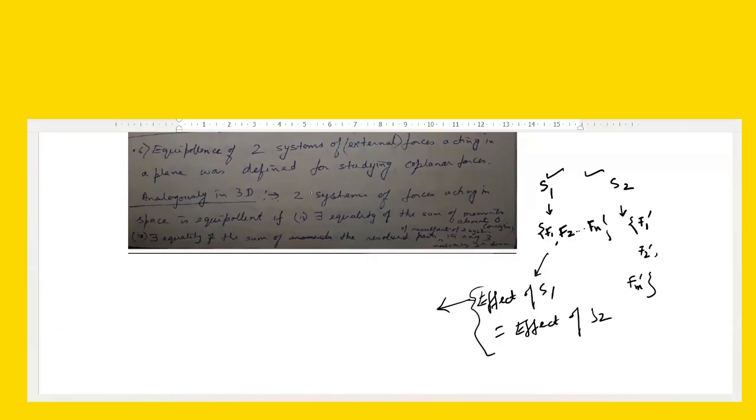Then we are decoding it like this. Whenever a system of forces acts, what are the things we look upon? We look upon the resultant of all the forces acting. Say R1 is the resultant for the system S1, and R2 is for the system S2, and we look upon the sum of the moments of all the forces in the system.